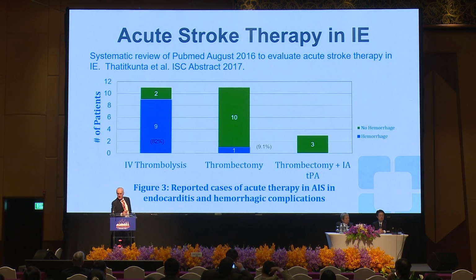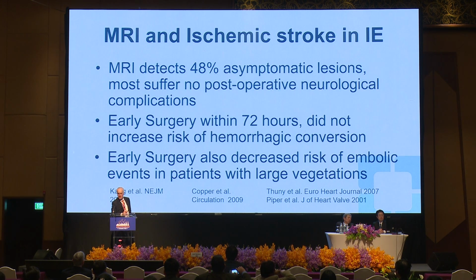Thrombolysis versus thrombectomy. You can see that thrombolysis is associated with hemorrhage and not really something that's widely applied to these patients. Just want to emphasize that MRI detects a lot of what we call asymptomatic lesions, and if they are asymptomatic, the risk of postoperative complication is very low, and some people have argued that we really don't have to do brain imaging in patients who are asymptomatic.